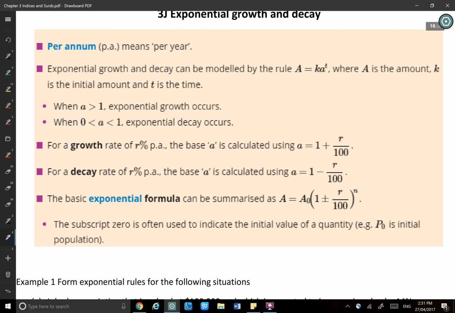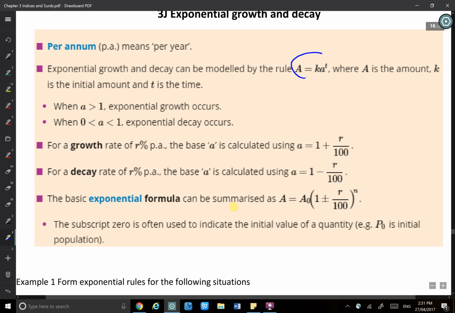Per annum means per year. Okay, per year, what happened? So exponential growth and decay can be modeled by A equals k times a to the power of t. Okay, this is the equation.